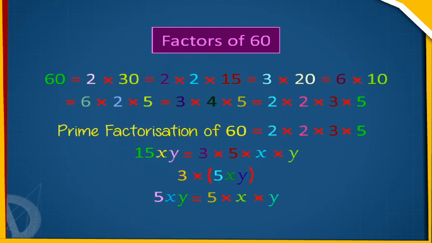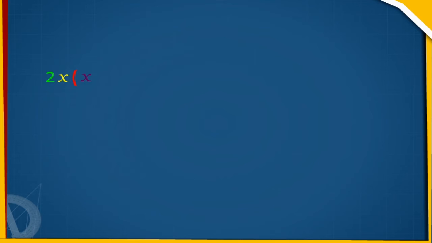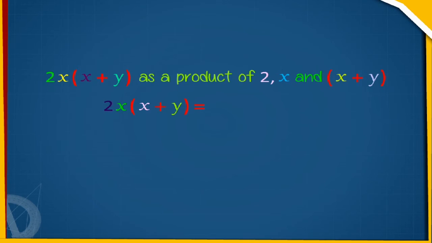In this manner, we express 2x into x plus y as a product of 2x and x plus y, that is, 2x into x plus y is equal to 2 into x into x plus y. In algebraic expressions, we use the word irreducible in place of prime.